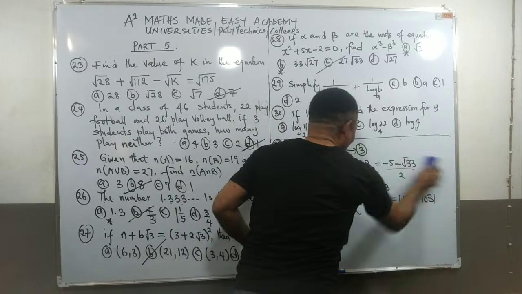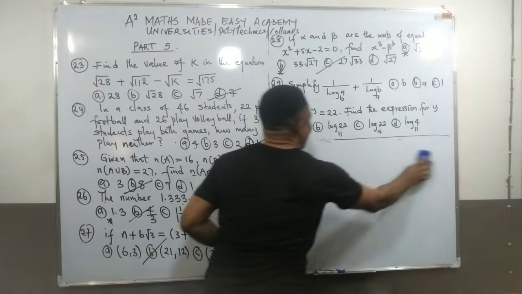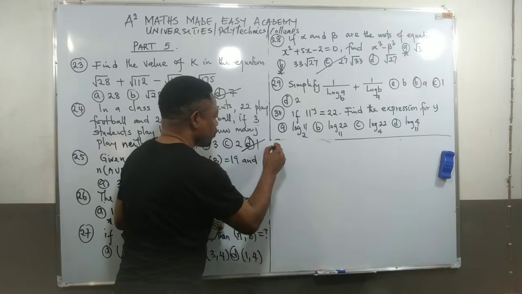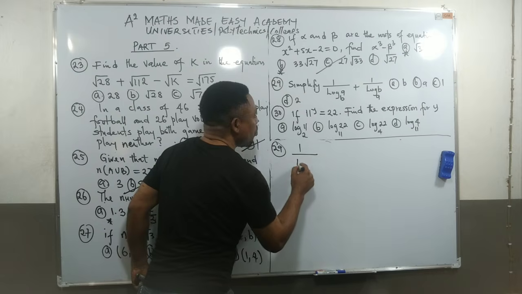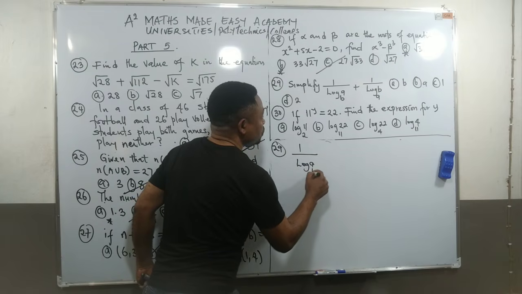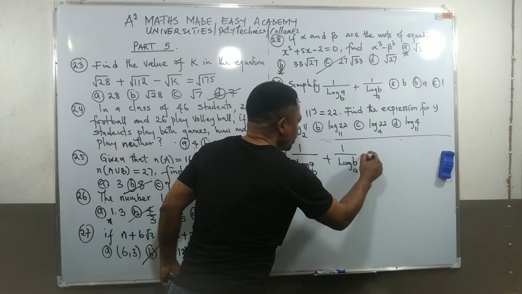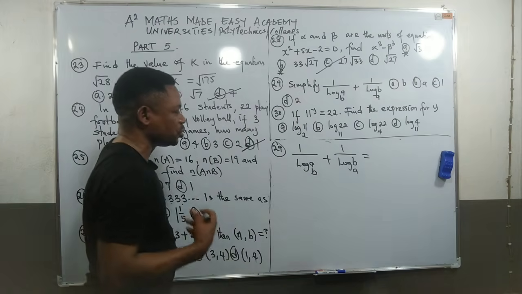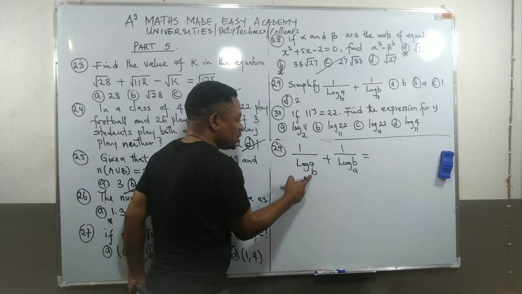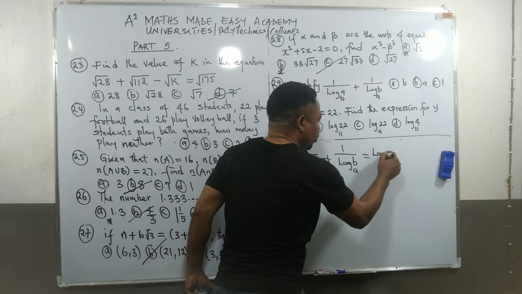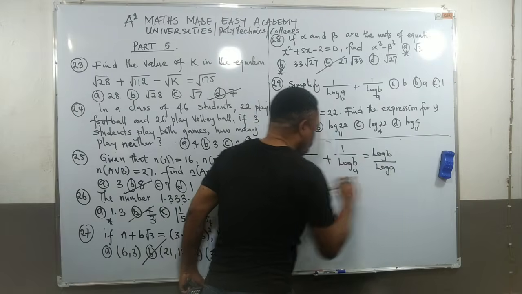Now question number 29. Now watch out. The question says we should simplify 1 over log A to base B, plus 1 over log B to base A. You don't even need somebody to tell you what to do. Now what you should do, this is called inverse logarithm. So what happens is that this B will go up. Then you now call it log B. It will remain only log A at the denominator.